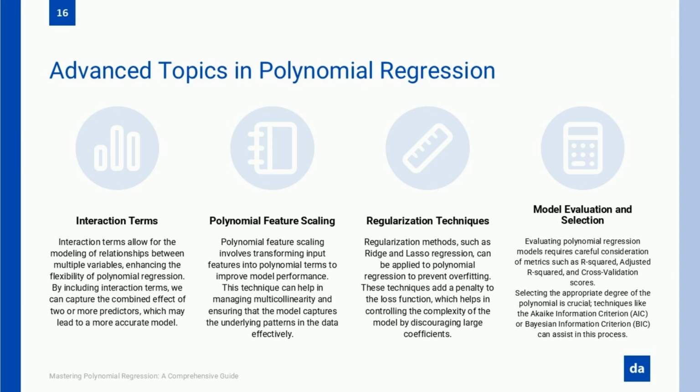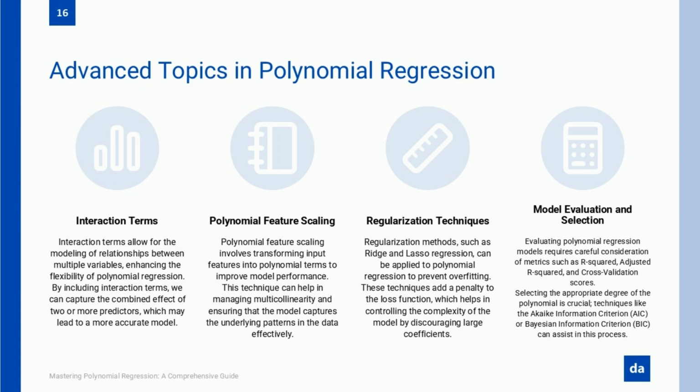If the polynomial degree is too low, the model may be too simple to capture the real trends in the data, leading to underfitting. Underfitting occurs when the model lacks the flexibility to describe the data's patterns, resulting in high error rates and poor predictive performance.